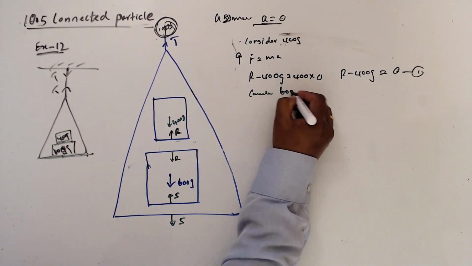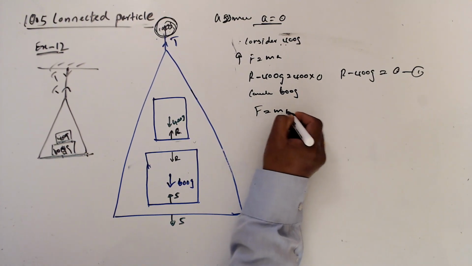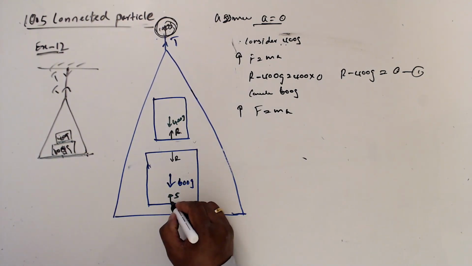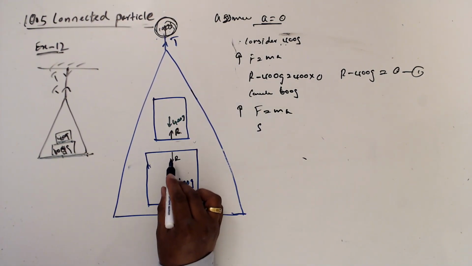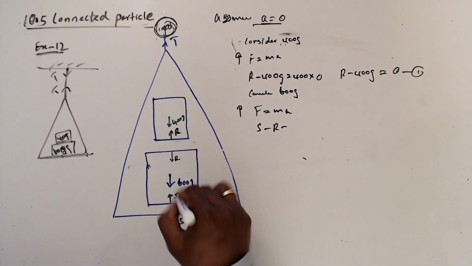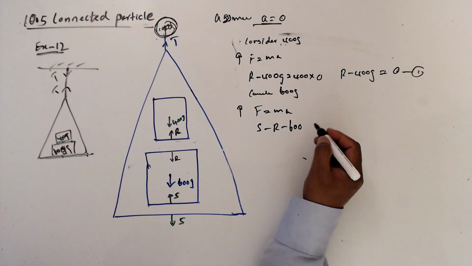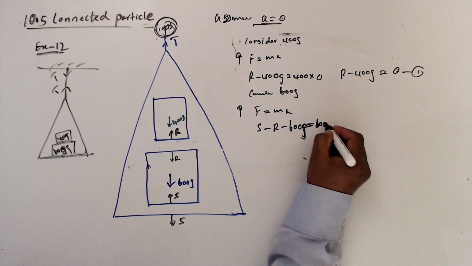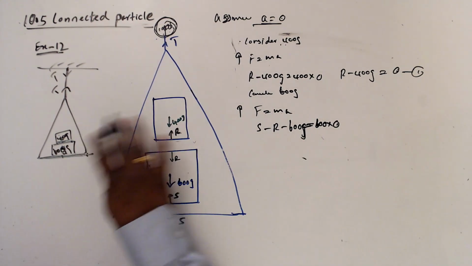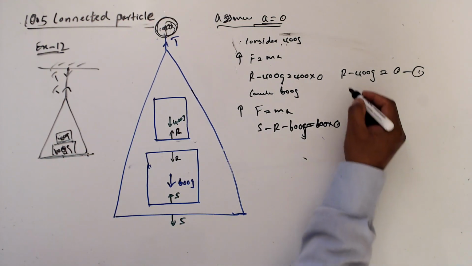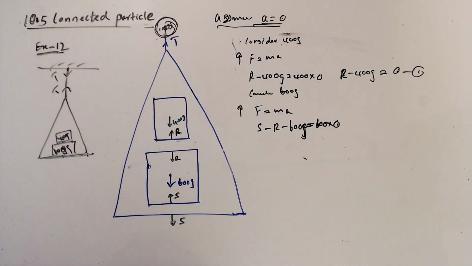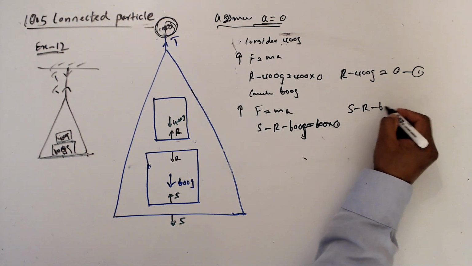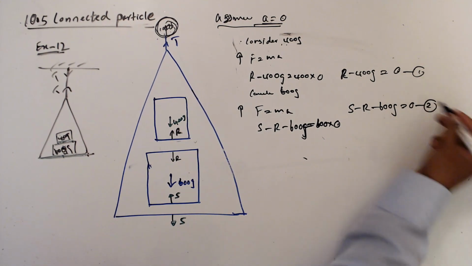Consider 600 grams. So F equals MA when you put it up here. You can see S is upward, so I will write that as positive S. And you can see R downward, so negative R, and 600 also downward, that is 600 g times, so that is the mass, 600 times A is 0, since it's not moving, under this assumption. This is not exactly example 12, I'll just change it a bit. So this is going to be S minus R minus 600 g equals 0. So this is the equation.